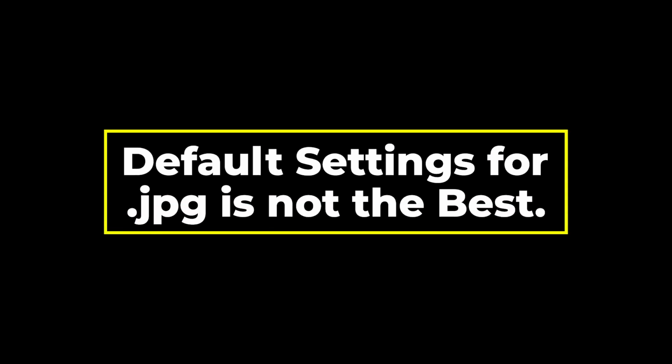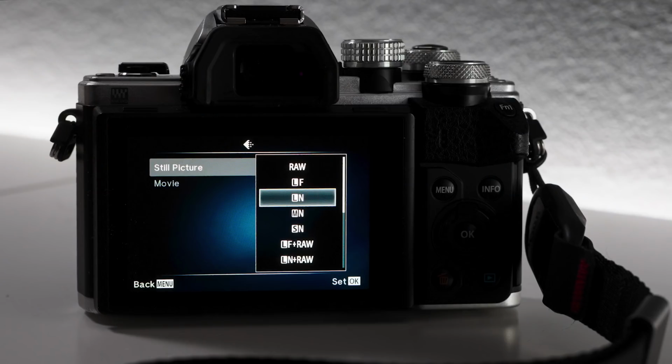The default setting for JPEG is not the highest. Why on earth not have the default setting for JPEG compression be the best, so that the image quality is the best? Why?